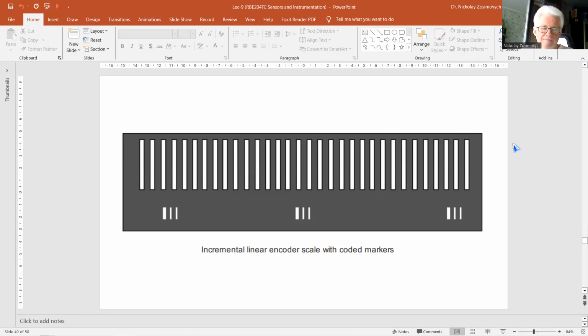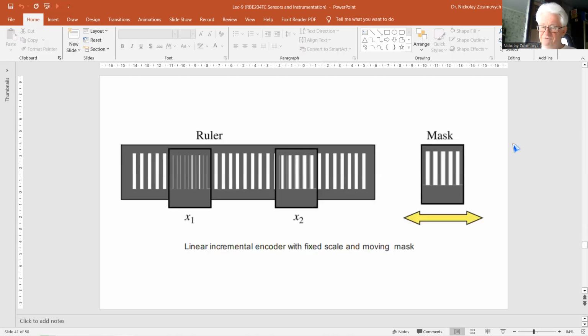And in this slide, the markers are identical, but positioned at different distances. The number of lines between two adjacent markers is a unique code for the marker position. If the incremental encoder is used in the same way as the absolute encoder, one sensor for each line, its resolution would not be much better, because the size of the sensor should not exceed the width of one slot.